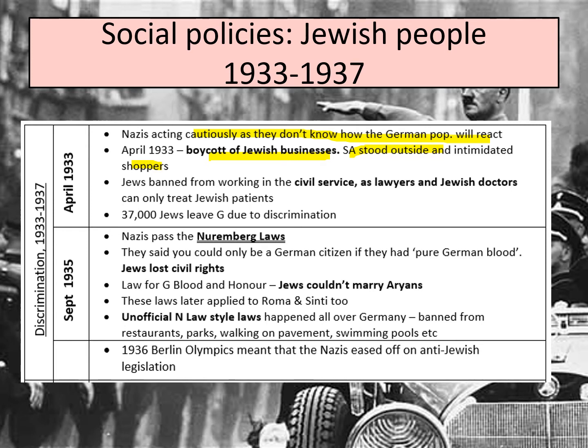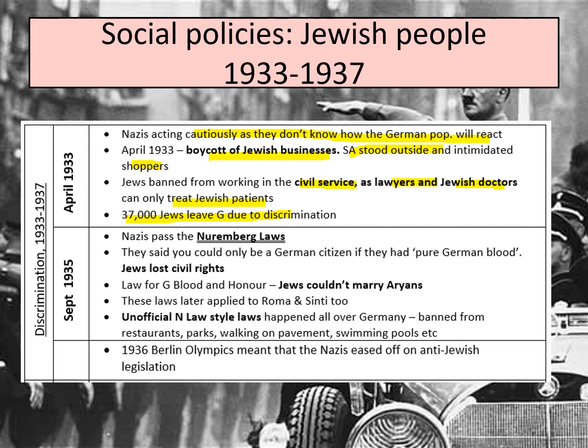They also then pushed them out of lots of different jobs, including pushing Jews out of the civil service, being lawyers, and they could no longer be doctors that treated Aryan German patients. They could now only treat other Jewish people. As a result of this level of discrimination, 37,000 Jewish people left Germany, often not being able to leave with more than about 1,000 marks and only with what they could carry.